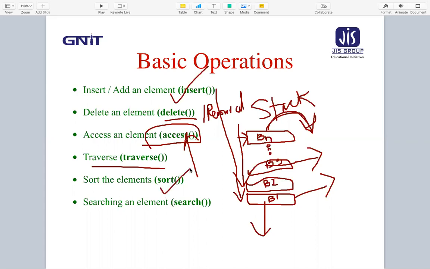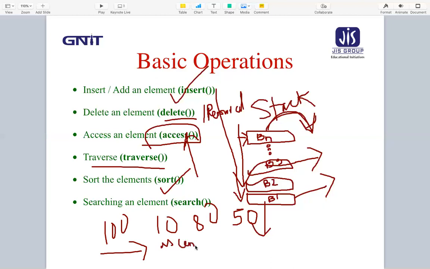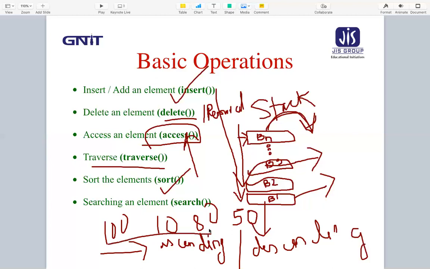Next comes sorting. Sorting operations we have already seen. We are given some haphazard number of elements. Suppose we have been given first 100 and then 10 and then 80 and then 50. So this is the order of elements given. And what we have to do is sort these elements either in ascending or descending order. That depends on the given problem. So this is the sorting operation, where the elements have to be arranged in a particular ascending or descending order.